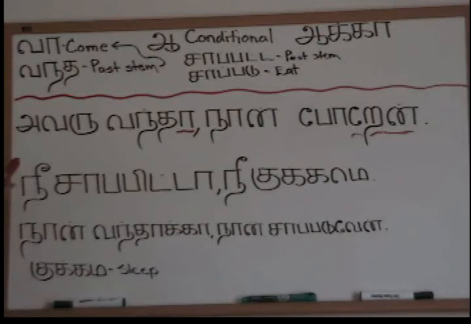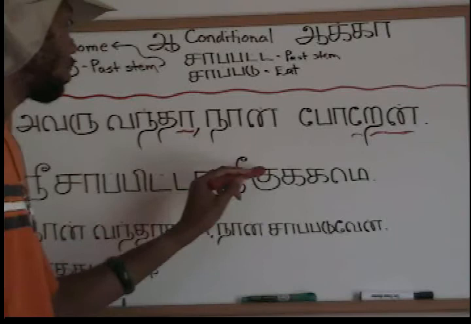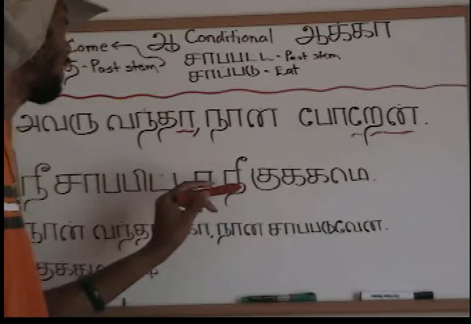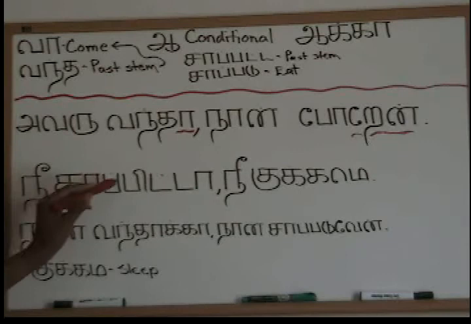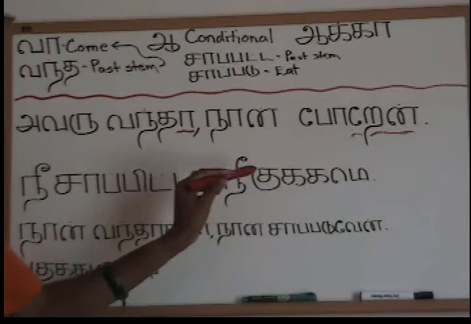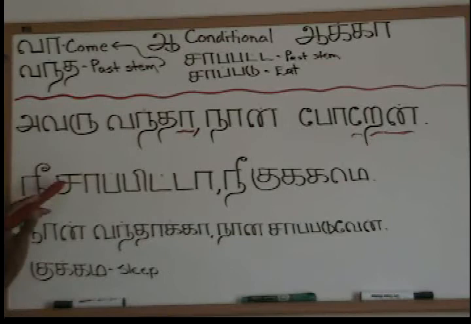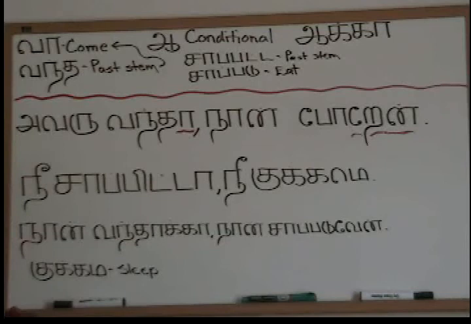What else do we have here? Let's look at the second example: ni sapida, ni tukame. Okay, I spelled it right. So, ni will be you. Ni sapida: if you eat. If you eat, ni tukame, you will sleep. Tukame. So tukam by itself means sleep.